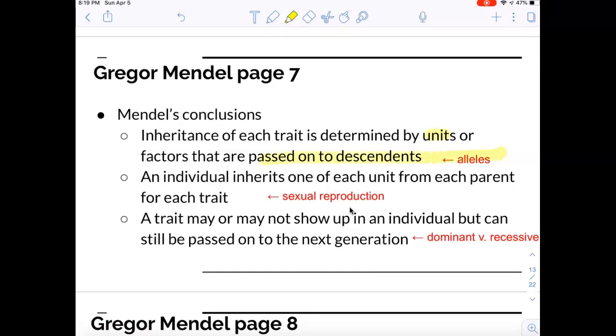These are your alleles. Gregor also discovered that an individual inherits one of each unit from each parent. This is sexual reproduction, one chromosome from each parent. The last thing he concluded was that a trait may or may not show up in an individual, but can still be passed on to the next generation. That's the difference between dominant and recessive. You have to have two copies in order for the recessive to be expressed, and you only need one for the dominant to be expressed.